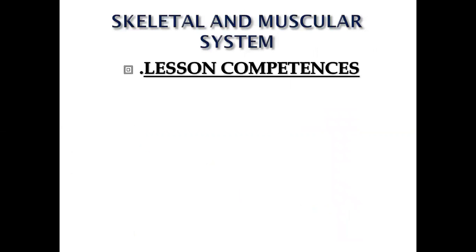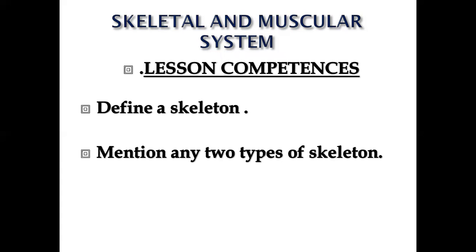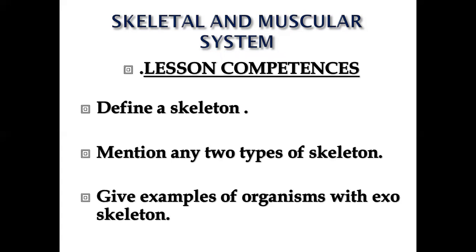In today's lesson, which still stands on the skeleton and the topic of the skeleton and muscular system, we have some lesson competencies. By the end of this lesson, you must be able to define a skeleton. You must be able to mention at least any 2 types of skeleton. There are more than 2, but you should make sure you can give at least 2. You must also be able to give examples of organisms with an exoskeleton.